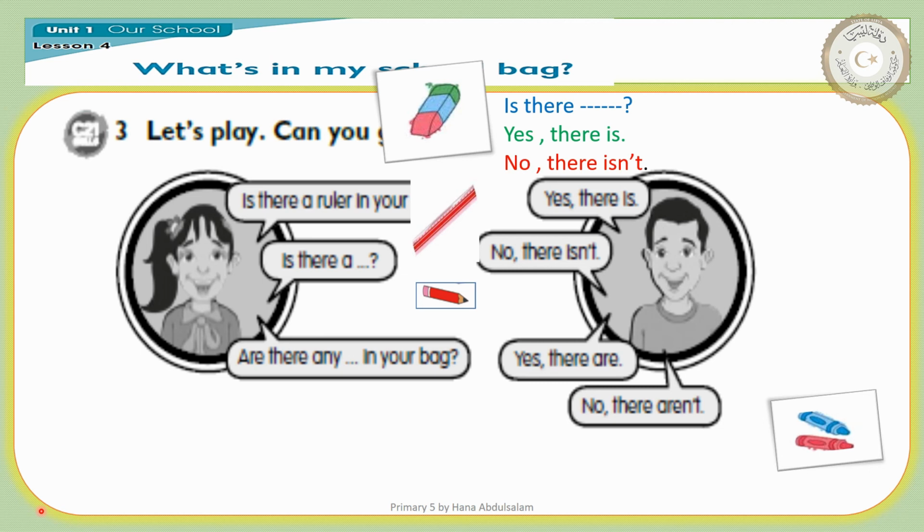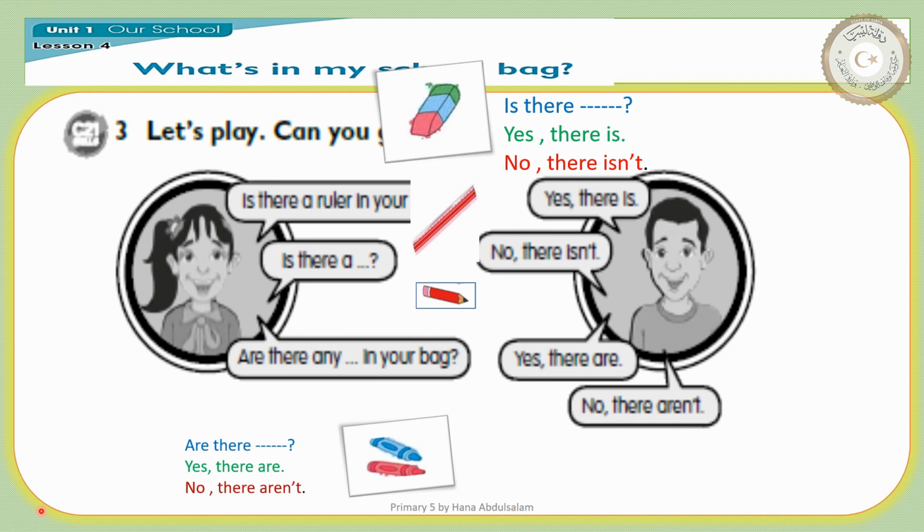Okay, another question now. Are there any crayons in your bag? Yes, there are. No, there aren't. So we have "is there" for one. But here we have two, so the question starts with "are." Are there? And the answer is yes or no.